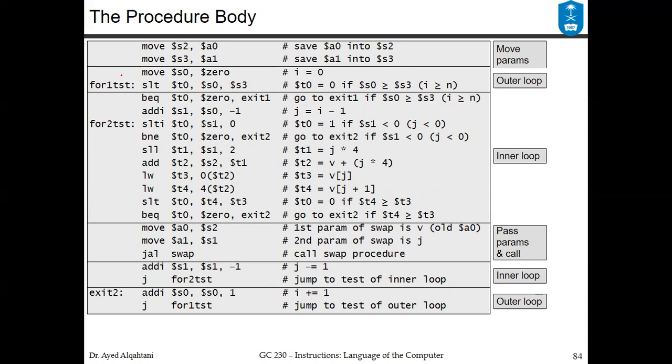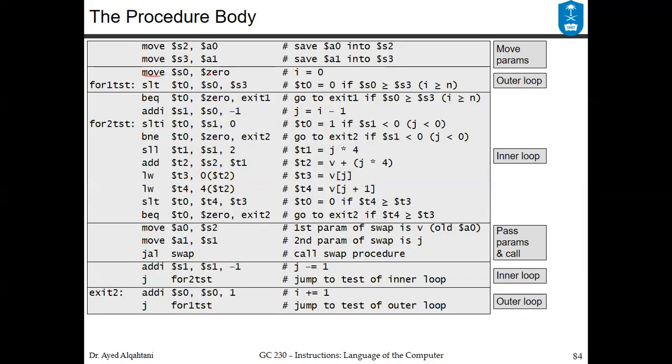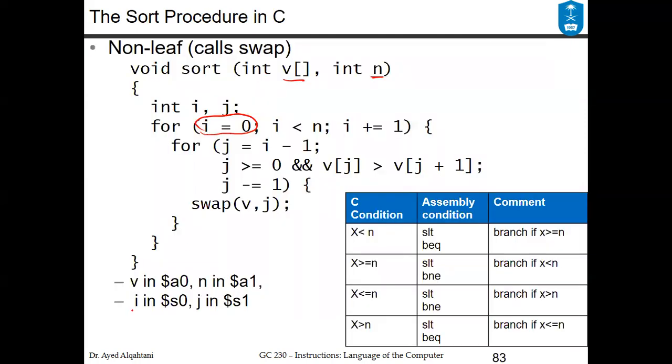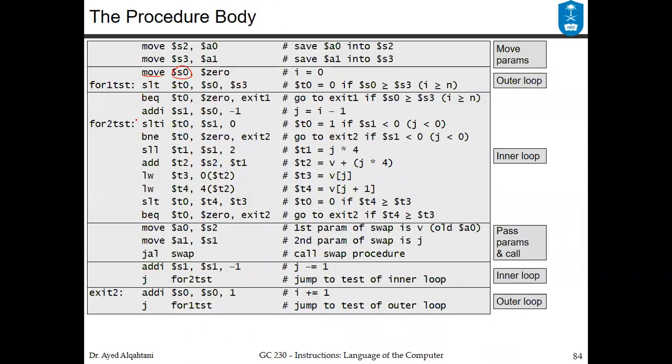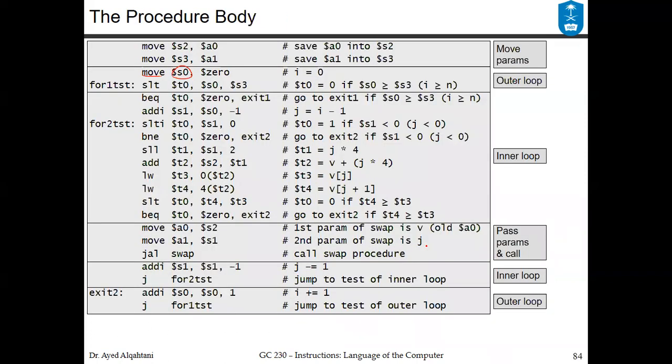Now we will do the first loop. We notice that the first instruction in the first loop is I equal to 0. And this is what we did here. We moved 0 to S0 because S0 now is the I. After that, we will execute this statement, which is if I is less than n. And we know that when we compare I, if it is less than n, we will use set less than followed by branch equal. And this is what we have here.